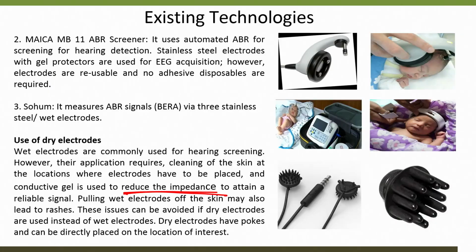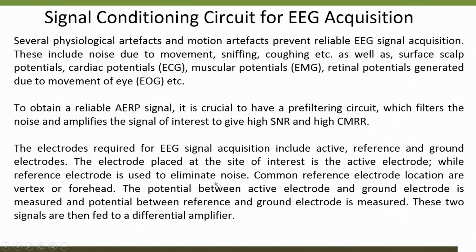So, dry electrodes have pokes and can be directly placed in the location of interest. As you see here on the screen, you have seen these dry electrodes, I have shown them to you, right, several kinds of dry electrodes. So, this is the advantage of dry electrodes over the wet electrodes.